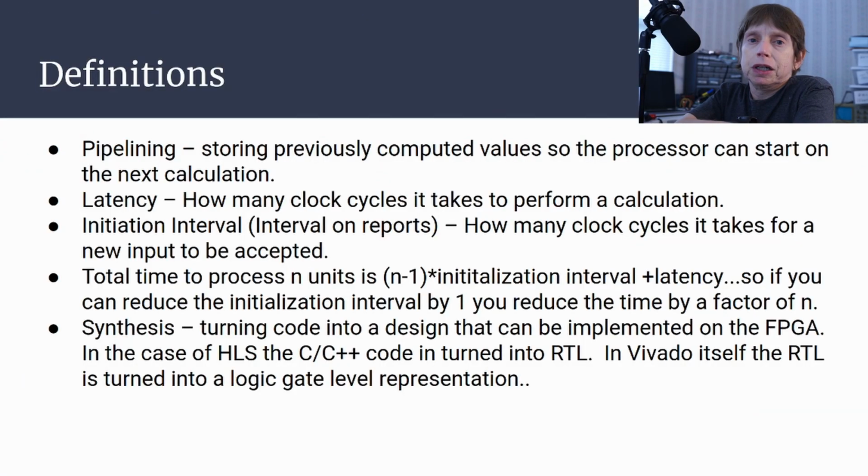The first one is pipelining, and that's storing a computed value so the processor can move on to the next calculation. Think about it like a factory. If you have a production line, and at the end there's no place for it to go immediately, it has to wait for the truck that, let's say, takes 30 minutes. The whole line's going to be stopped for 30 minutes because they can't move the goods out so they can continue processing. Same thing with FPGAs.